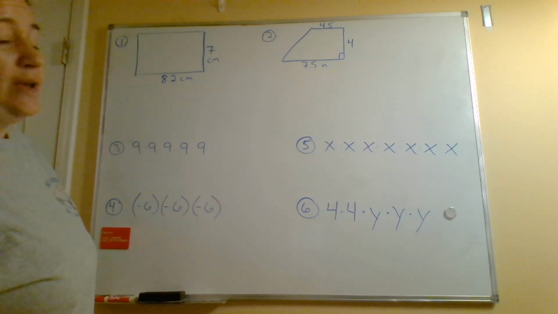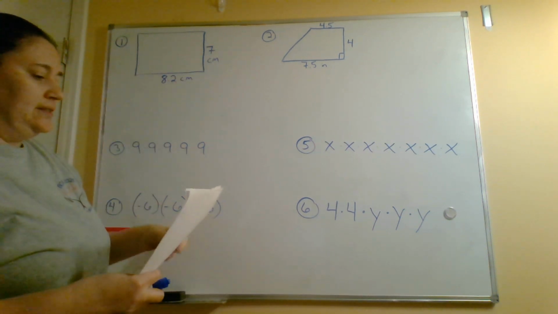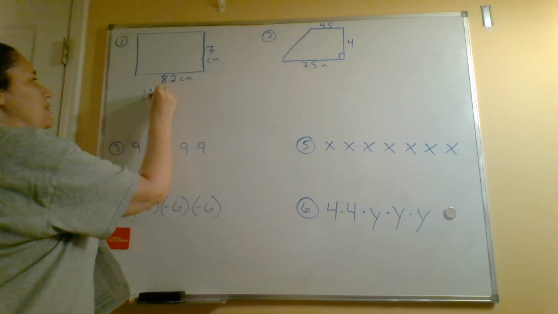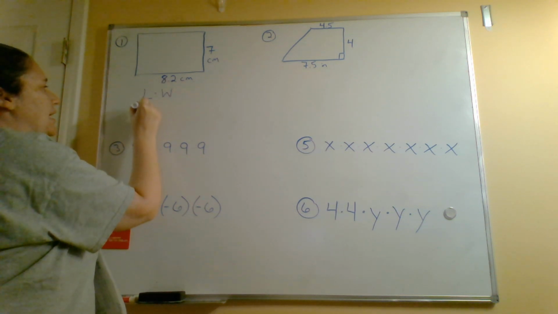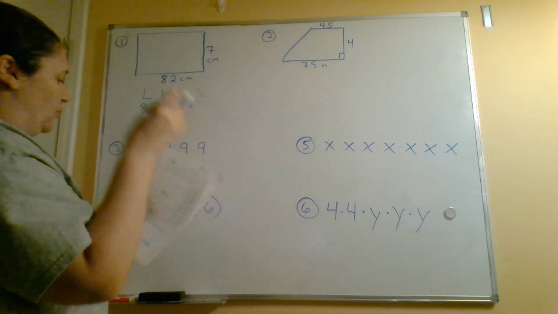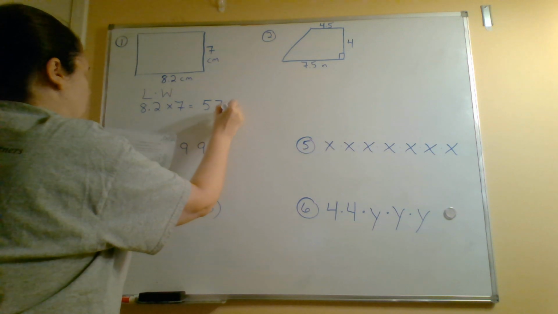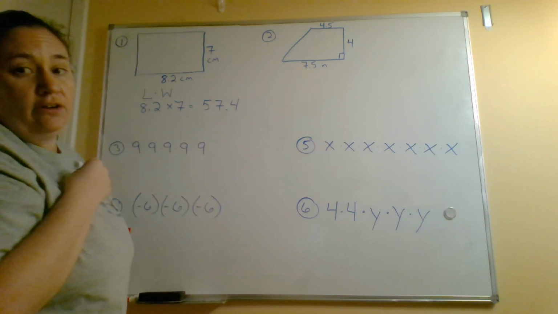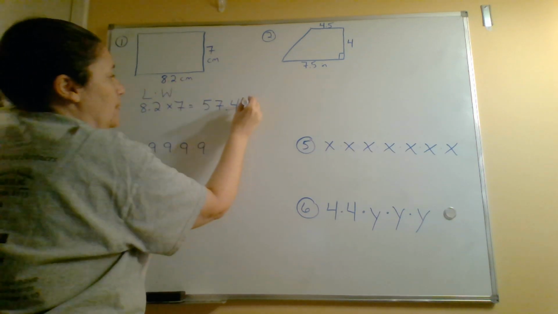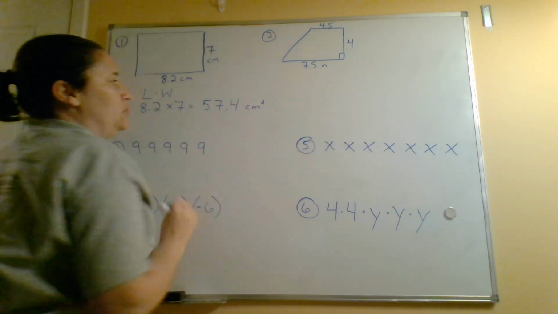For number 1, we have a rectangle. The length is 8.2 and the width is 7. Area of a rectangle is length times width. So all we need to do is 8.2 times 7, and 8.2 times 7 is 57.4. You could just type that into your calculator. When you do an area problem, next to the answer, you write down what everything was measured in, and you put a tiny little 2 on it.